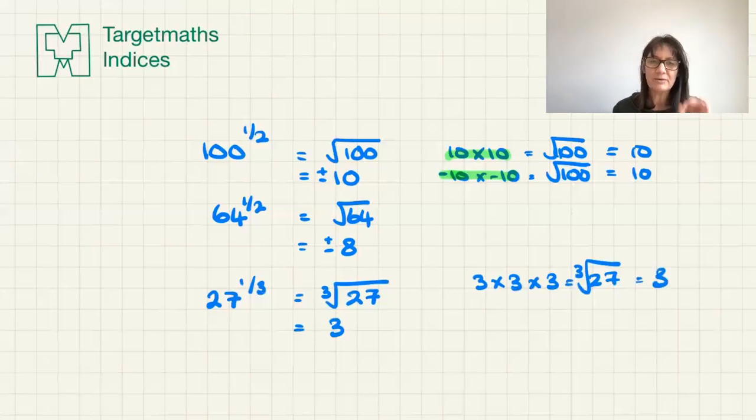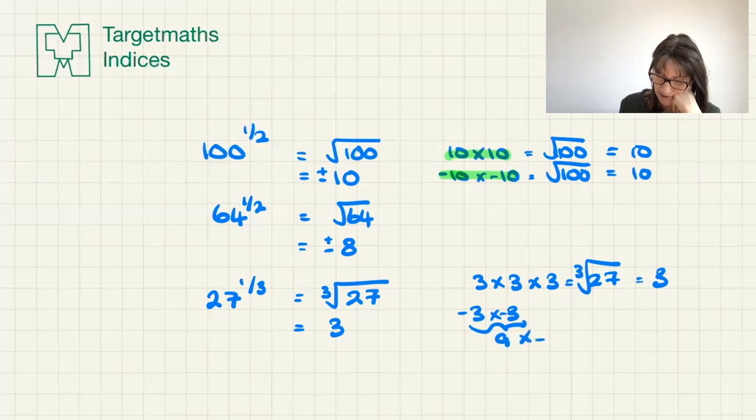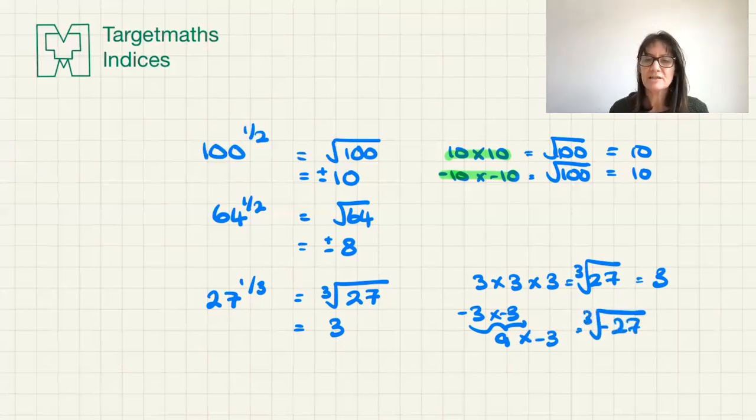Now this one is not plus or minus. It's because it's an odd number of times that we're multiplying rather than an even. Because if you think minus 3 times minus 3, whoops, that is going to give me positive 9. But when I times it by minus 3, I end up with minus 27, and I can't root a negative. So that's impossible. That's an error. So I can't put plus and minus on that particular answer.